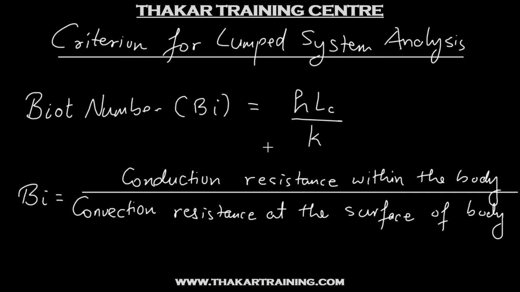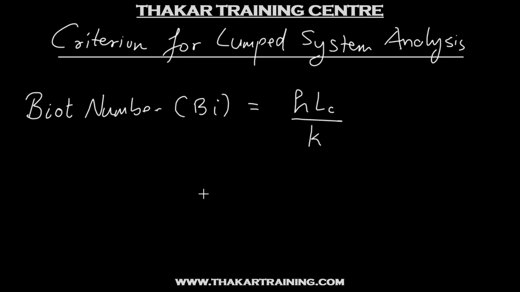Ideally, if we want the temperature distribution within the body to be uniform, that is, there is no temperature difference, then the conduction resistance within the body should be 0. However, that is not possible, because then the conductivity of the body needs to be infinitely high. And generally, a Biot number less than or equal to 0.1 is taken as the criterion to apply lumped system analysis.